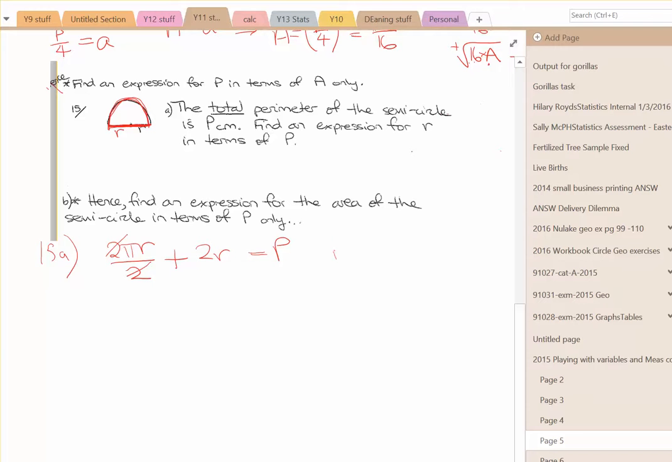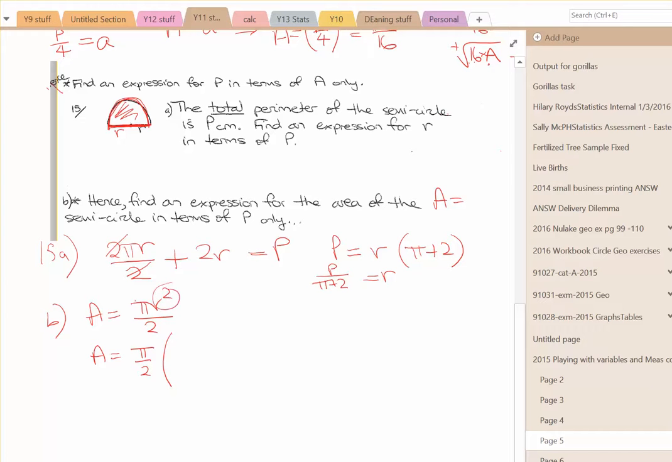which would mean we could write it as p equals, pull out a common factor of r, pi plus 2. Okay, in part B, an expression for the area of the semicircle in terms of p only, so we want A equals for the area. Area of a circle is pi r squared. We've got half the circle. Rearranging over here, we can write r as p divided by pi plus 2. Let's see if that helps. And then we want the radius squared.